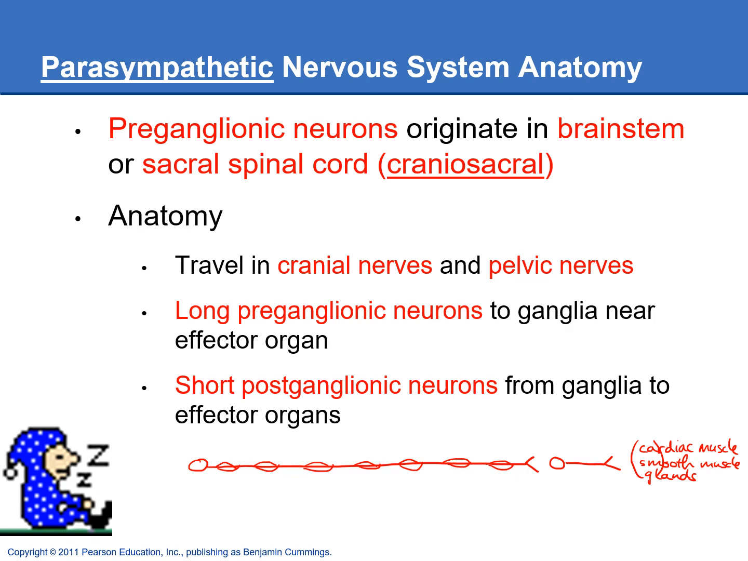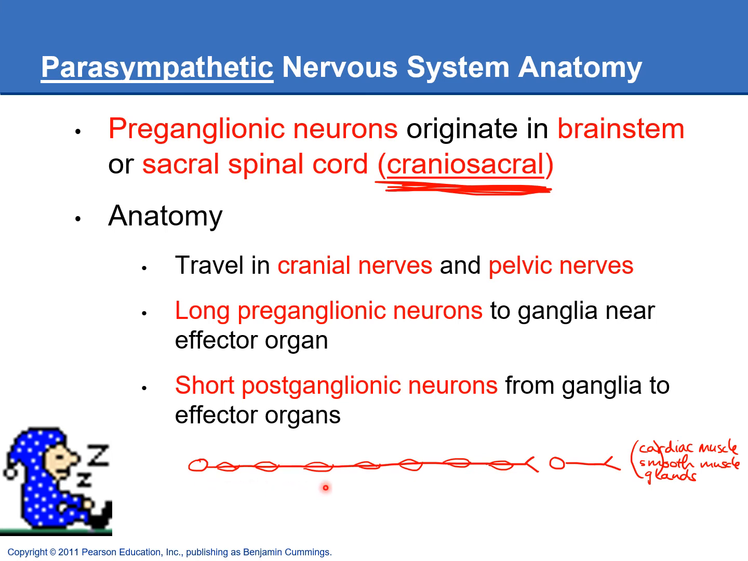All right, the parasympathetic nervous system, the anatomy there is a little bit different. The preganglionic neurons are going to originate in the brainstem and the sacral spinal cord. So important to remember that parasympathetic we're going to call craniosacral because of where the preganglionic neurons start. And these preganglionic neurons are going to travel in the cranial and pelvic nerves. And the preganglionic neurons are going to be long.